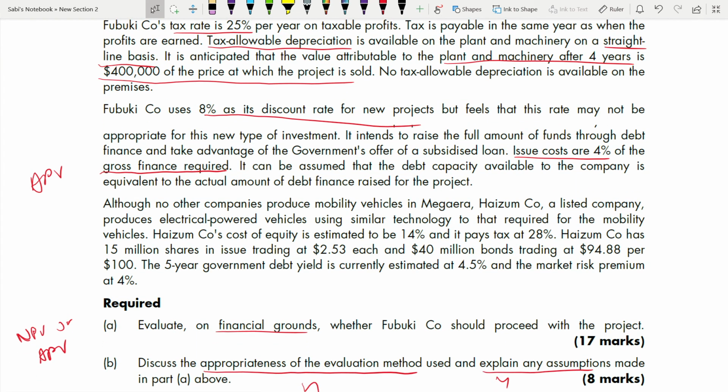Anything would be asked. It can be assumed that debt capacity available to the company is equivalent to the actual amount of debt finance raised for the project. That means there is no debt capacity. They are not going to increase the debt capacity because they are assuming it has been utilized fully.